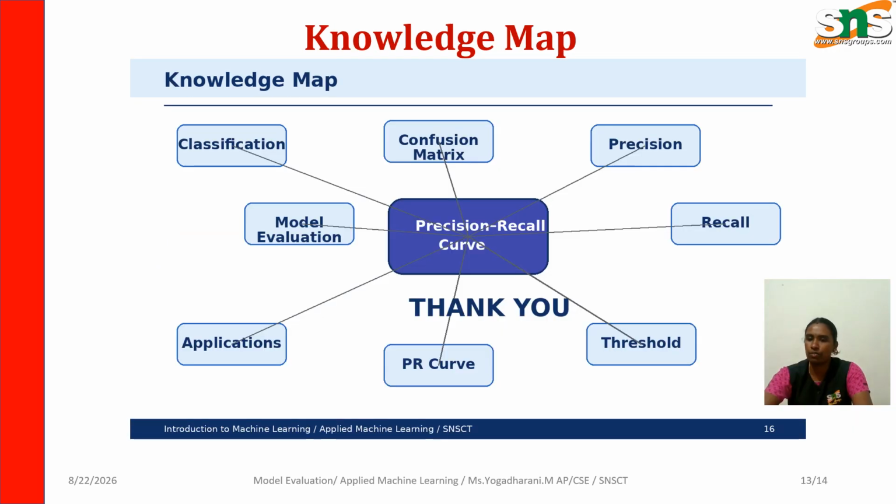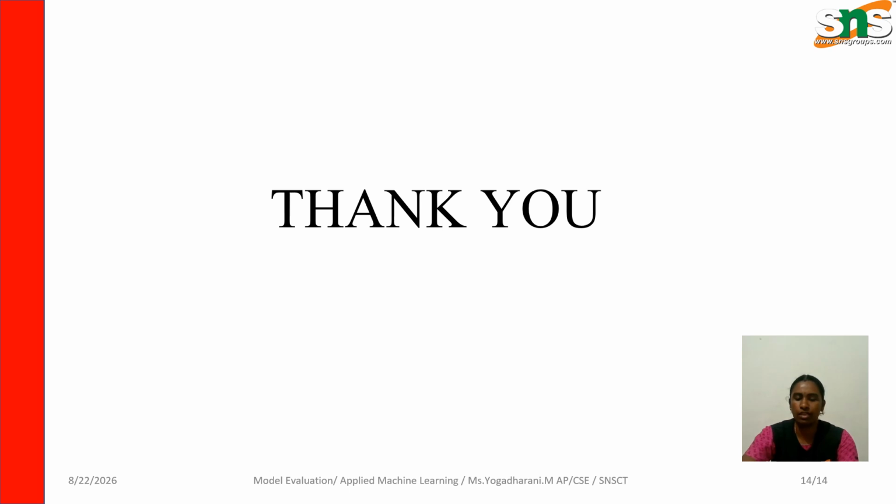And this shows the knowledge map of today's class. Before we finish, let's quickly check our understanding. Today we learned what is precision, what is recall, what happens when we change the classification threshold, what the precision recall curve shows, and where we can use precision recall analysis. Finally, precision tells us how correct our positive predictions are, while recall tells us how many of the actual positive cases we actually found.